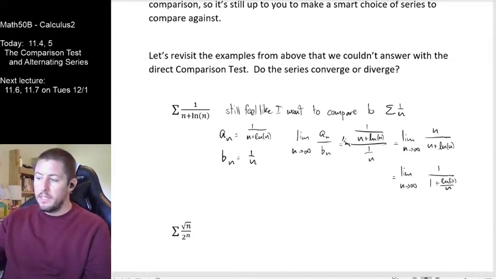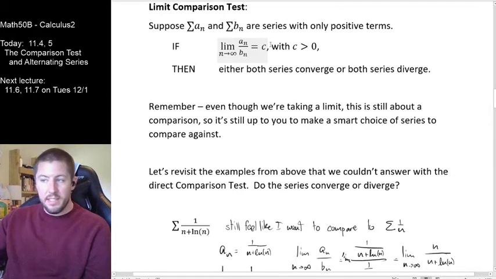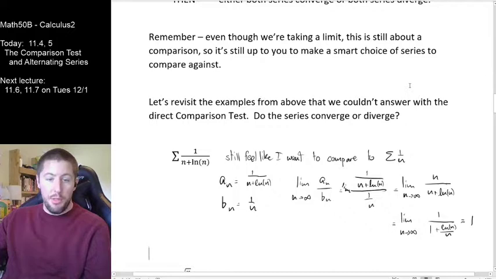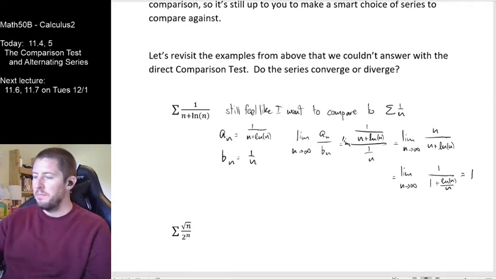And what I know is that natural log of n is always going to be smaller than n for n being bigger than 1. So this little guy right here is going to go to 0, telling me that this limit is equal to 1. Since this limit is equal to 1, which is like a constant c that is positive, then it must be the case that both of these series converge or both of them diverge. Since the harmonic series diverged, we are then guaranteed by the limit comparison test that this series also diverges.